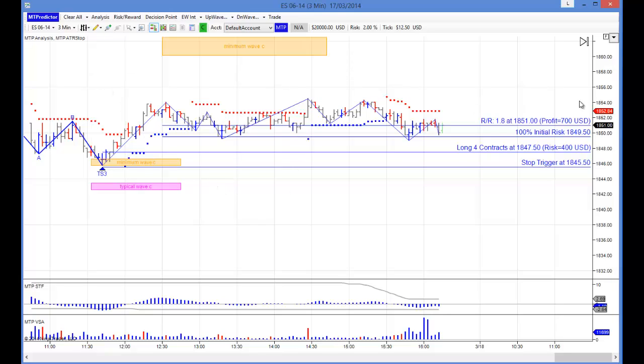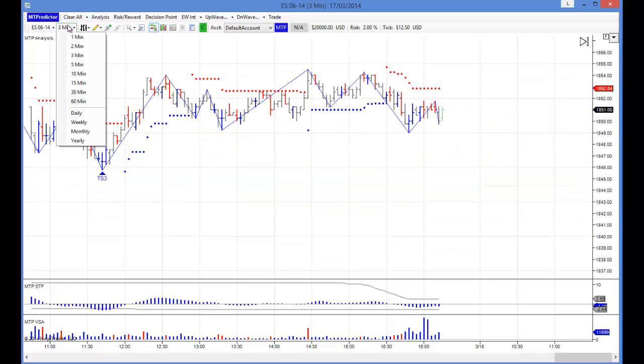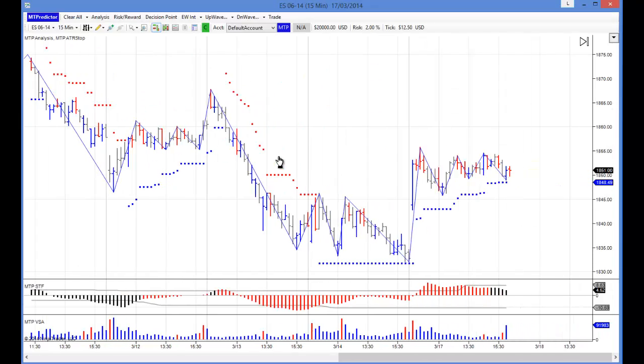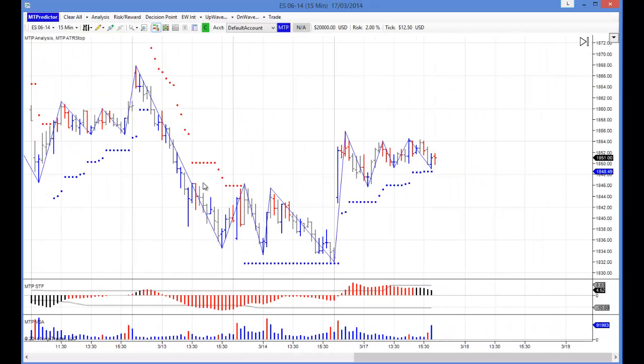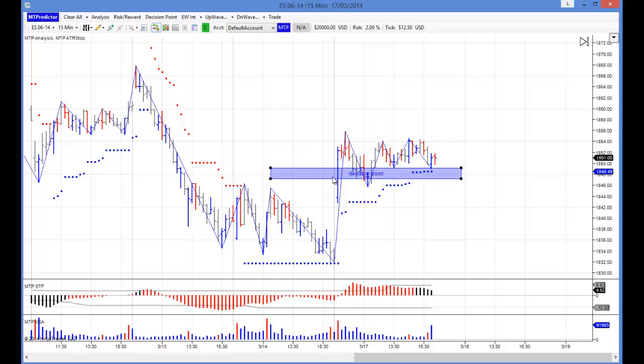Let's have a look and see how the more advanced traders among you would have viewed this as well. Advanced traders move to the higher time frame charts. So let's go to the 15-minute chart and place our DPs or WPTs on the charts to see where we are. As we showed in our training webinar yesterday, we'd have placed a DP off the last pivot, which is the one I'm circling here. Right mouse click, place the decision point on, and there it is on the chart for you.